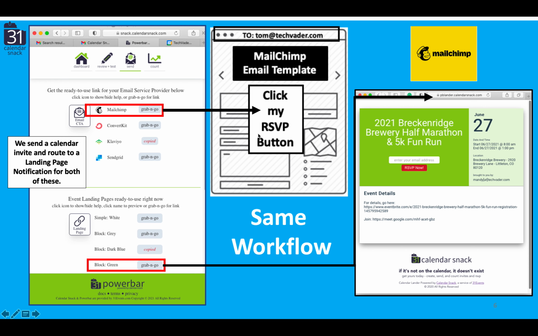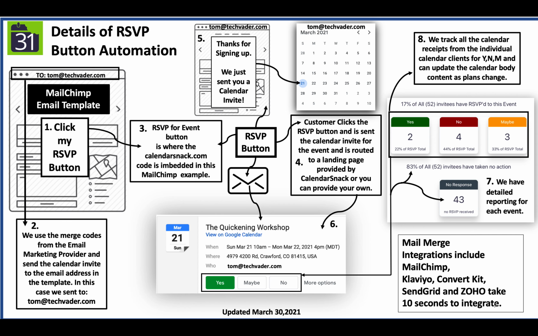When you use those in the email template, you click the RSVP button and we send a calendar invitation. And the same with the web landing page. When someone puts in their email address and clicks the RSVP button, they receive a calendar invitation. So here are the details of the button from left to right, 1, 2, 3, 4, 5. You see it there, and then 6. Click the button, they get the calendar invitation. We send them a notification. That calendar invite goes on their Google or Outlook calendar.